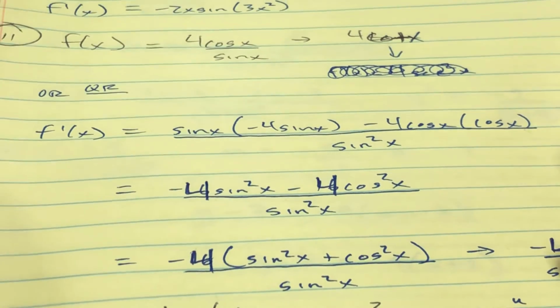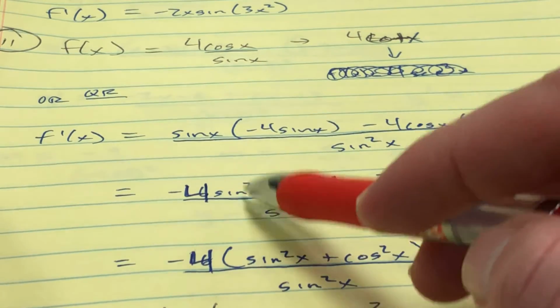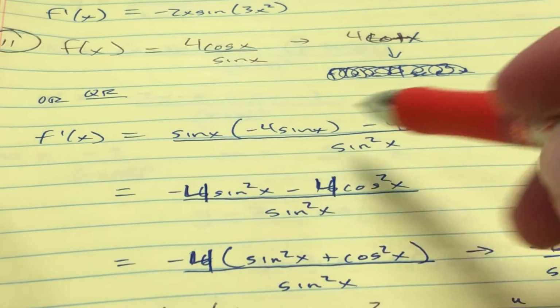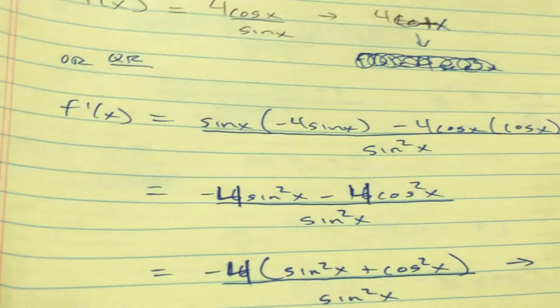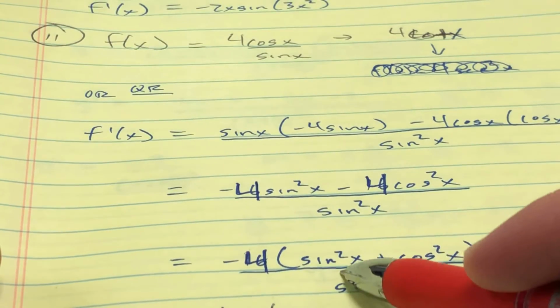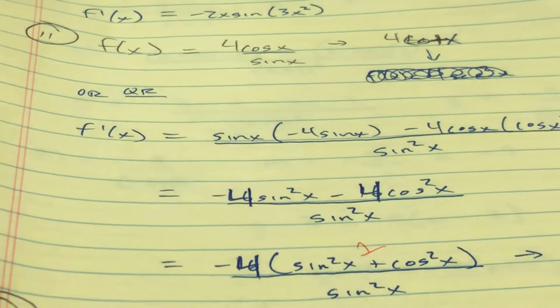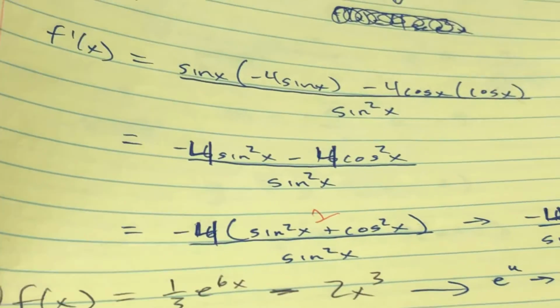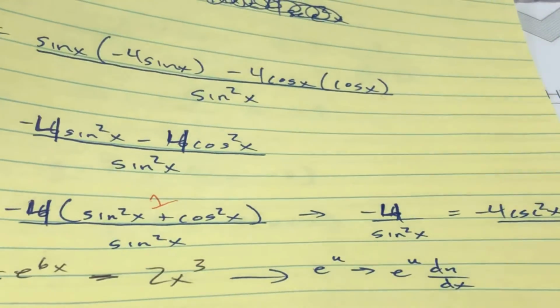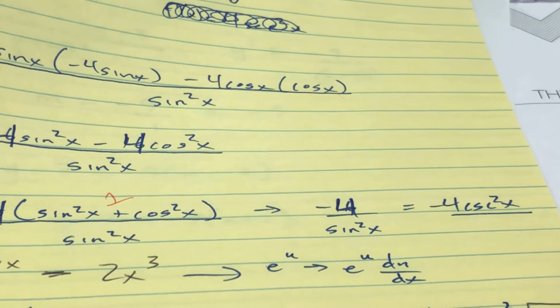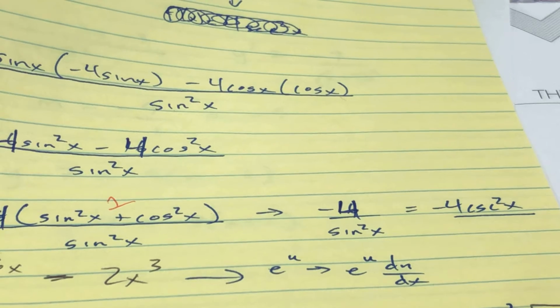That's sine squared x. So distribute, I have negative 4 sine squared x minus 4 cosine squared x. Factor out the negative 4 they have in common. You need to know that sine squared x plus cosine squared x is 1. That's the Pythagorean identity there. Negative 4 times 1 is that. Negative 4 over sine squared x is negative 4 cosecant squared x. So that one, be on the lookout there.